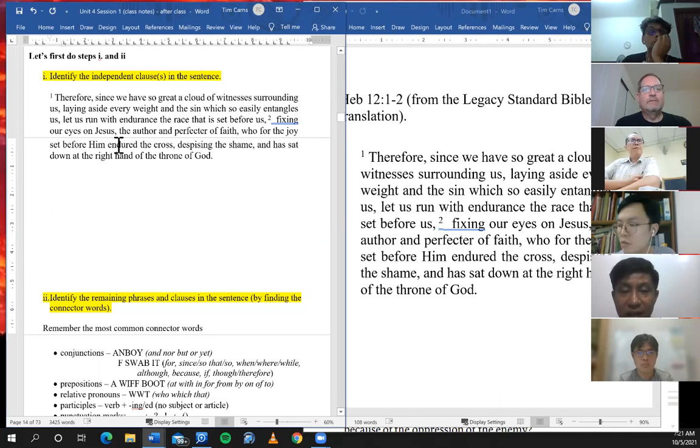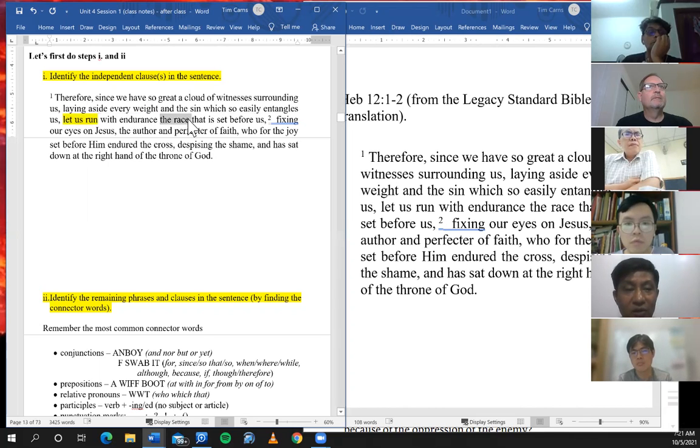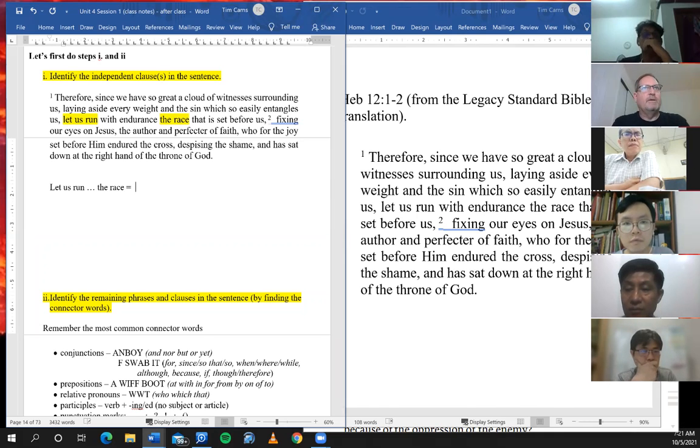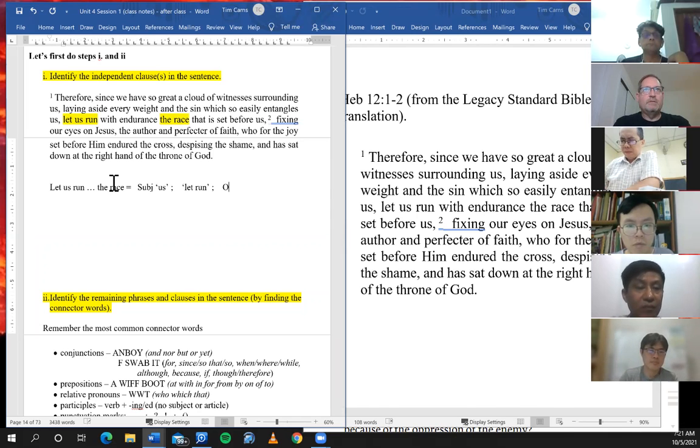So, Pastor, I think let us run the race. I think that is the main clause or independent clause. Yes, that is correct. Excellent. All right, did you guys catch that as well? Notice we have us as the subject, and the verb is run, or let run. Okay, it's an imperative, and then the object is the race. Okay, that is the main sentence here.